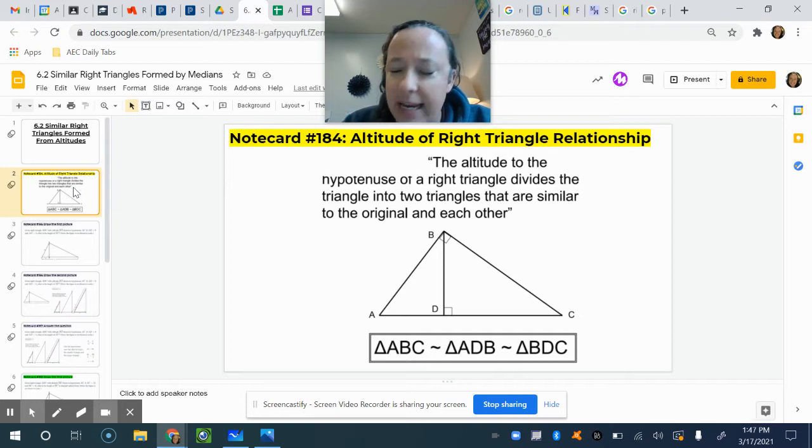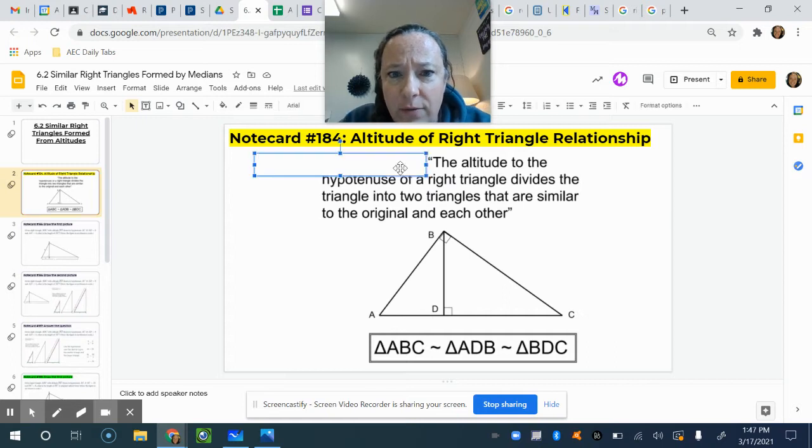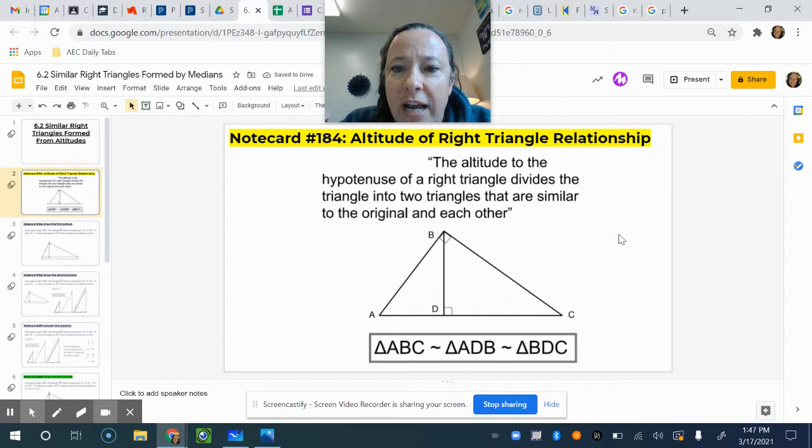Now, the first thing I want you to have is note card 184, which is what an altitude of a right triangle is, and the right triangle relationship. The altitude to the hypotenuse of a right triangle divides the triangle into two triangles that are similar to the original and each other. That is a lot to say.